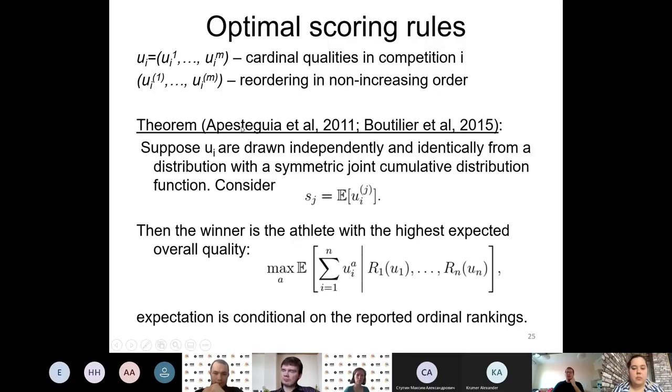The famous theorem says that with some rather weak assumptions, if we consider scores S_j, a scoring vector, where S_j is just the expectation of the j-th order statistic of these cardinal qualities, then if we apply this scoring vector in the scoring rule, the winner will be the athlete with the highest expected overall quality. So in this sense, this scoring vector is optimal.